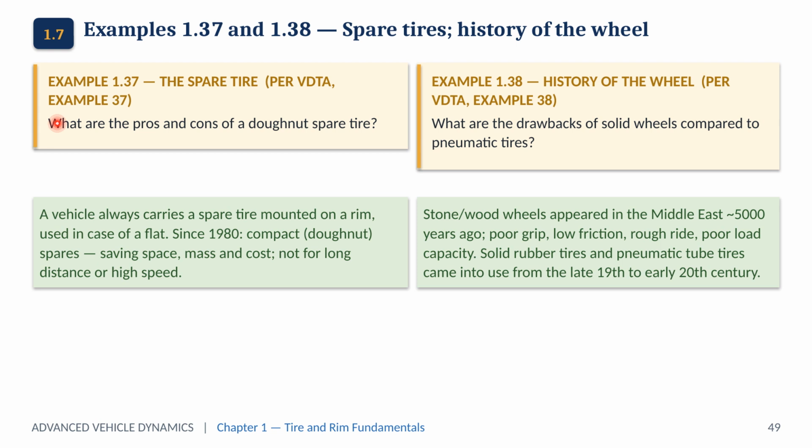Example 1.38 looks back at the history of the wheel. Stone and wooden wheels appeared in the Middle East about 5,000 years ago, but they had poor grip, low friction, a rough ride, and poor load capacity. Solid rubber tires, and then pneumatic tube tires only came into use from the late 19th to the early 20th century. In the next part, we will classify road vehicles and summarize the chapter.